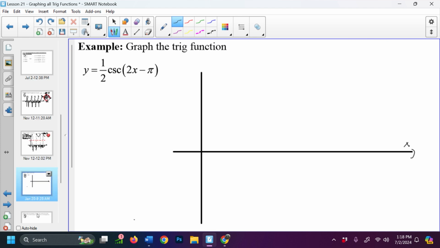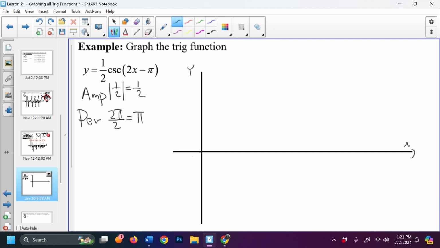Next, graph the trig function 1/2 cosecant 2x minus pi. So now we're going to have some left-right shifts because our c value is something other than 0. But I'm still going to go through the same process. I will start by saying that the amplitude is the absolute value of 1/2. So that's 1/2. And then to calculate the period, we're going to go 2 pi divided by 2. That'll give me just pi. And there's no up-down shift, so I don't have to worry about that.